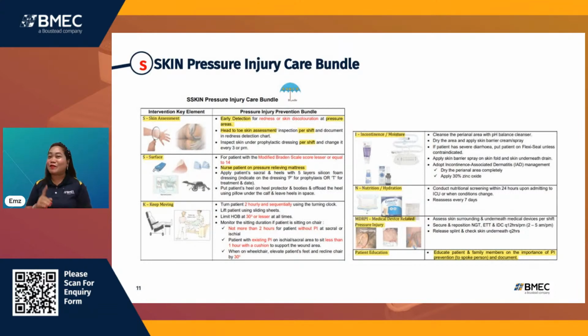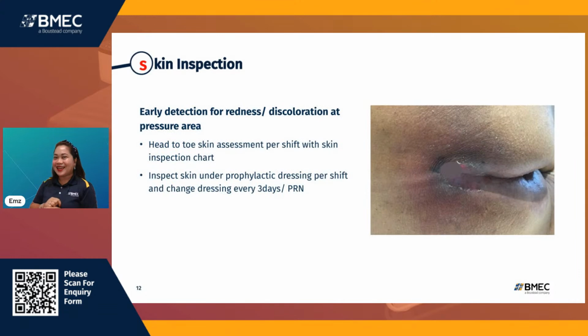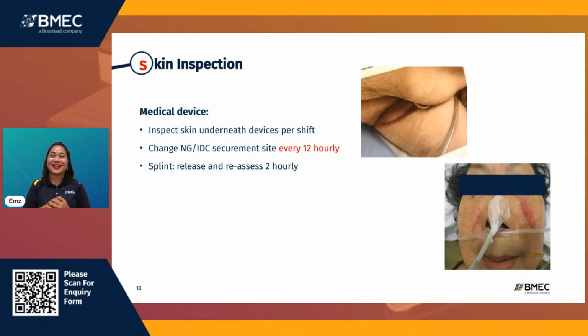Okay, let's proceed. The first is skin. From the word skin, skin inspection is very important. This is a head to toe assessment for redness or any discoloration. Once you see redness on your patient, it should alarm you that it can be the start of a pressure ulcer. Inspecting the skin is very, very important. You have to change the dressing every 3 days, to reassess again.